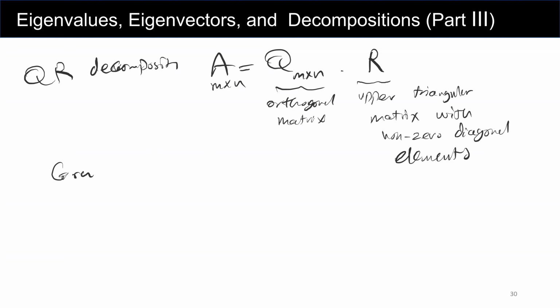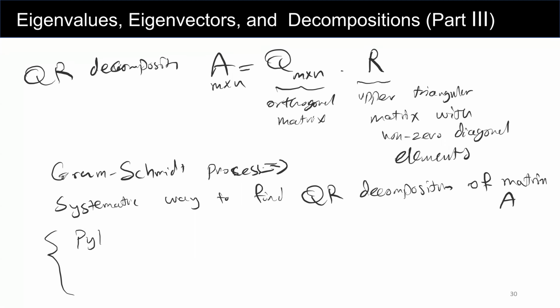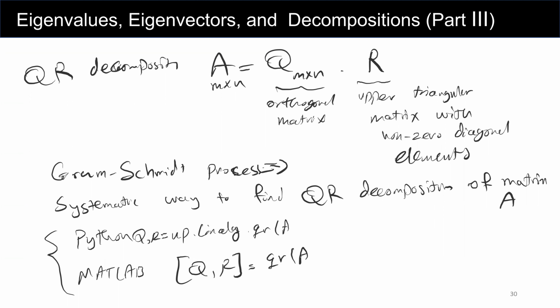So what was the Gram-Schmidt process? It is a systematic way to find the QR decomposition of matrix A. And finally, we saw how we can find QR decomposition in Python and MATLAB. In Python, it's NumPy linear algebra QR of A, giving Q and R. And in MATLAB, [Q, R] equals qr of matrix A.